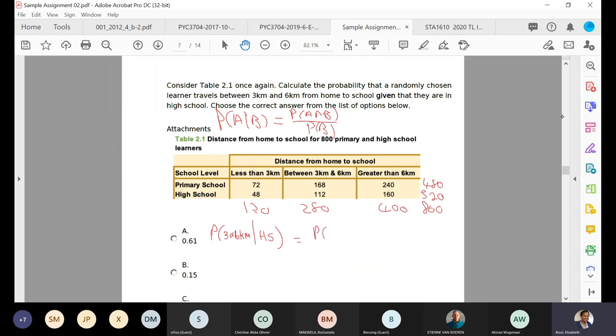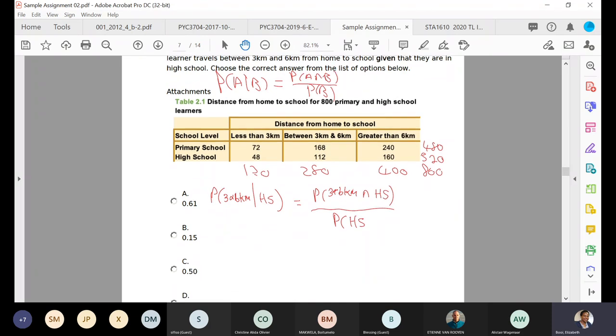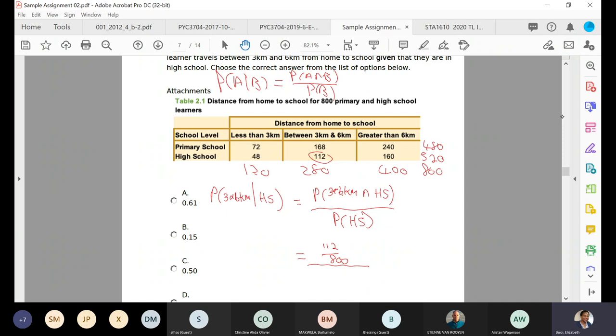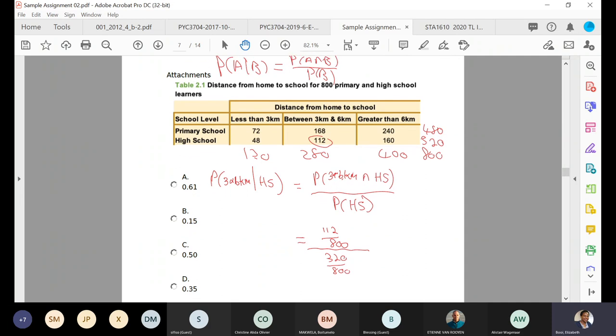So it means we need to find the joint probability of 3 and 6 kilometers and high school, and we need to divide that by the probability of high school. The joint event, 3 kilometers and high school, is 112 divided by 800. That is the joint probability. Divide by the probability of high school, which is 320 divided by 800.